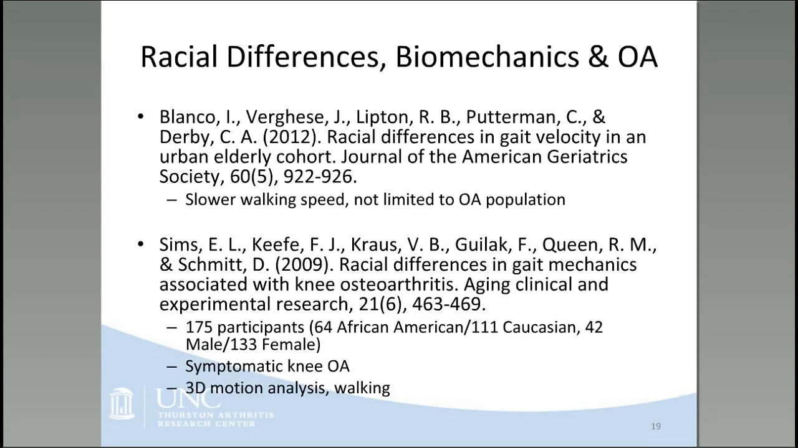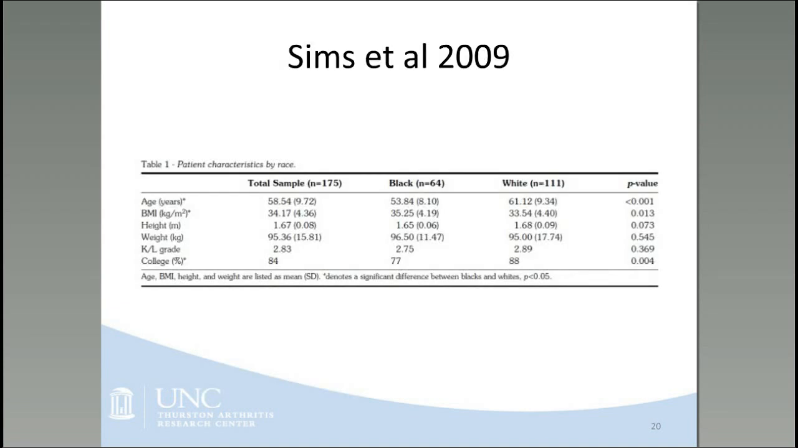However, there was another study out of Duke University that was quite interesting and happens to be the only study that I'm aware of to examine racial differences in biomechanics in an OA population. So in this study, they had 175 participants who have symptomatic knee OA, and they engaged in walking motion analysis testing. So between race analysis showed that African Americans were significantly younger, had slightly higher BMI, and had a smaller proportion of people who attended college compared to Caucasians, but there were no differences in radiographic disease severity.